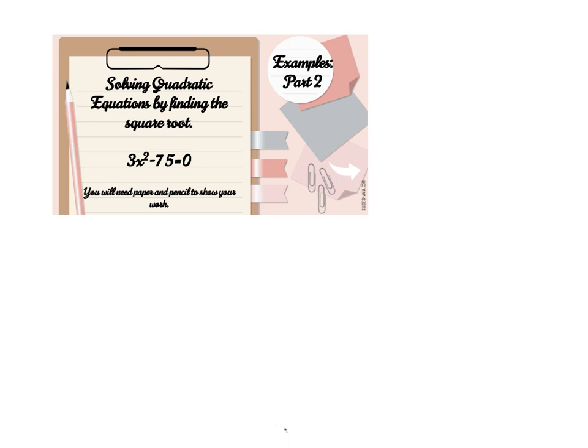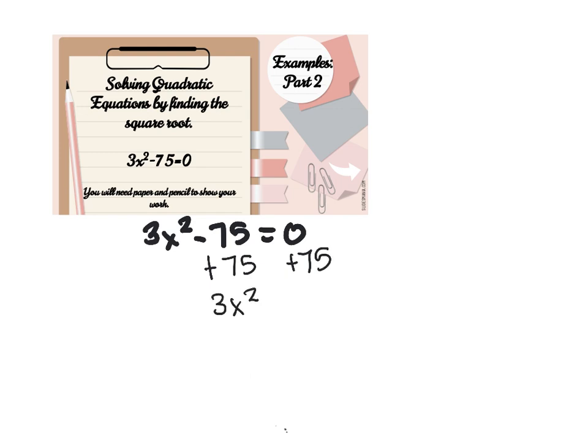Our next example consists of 3x squared minus 75 equals 0. So we're going to add 75 to each side. So we're left with 3x squared equals 75.